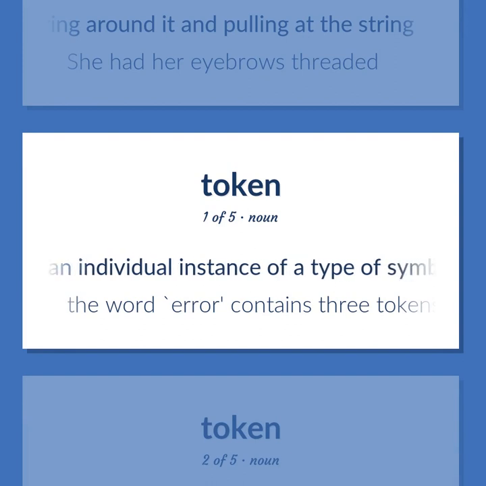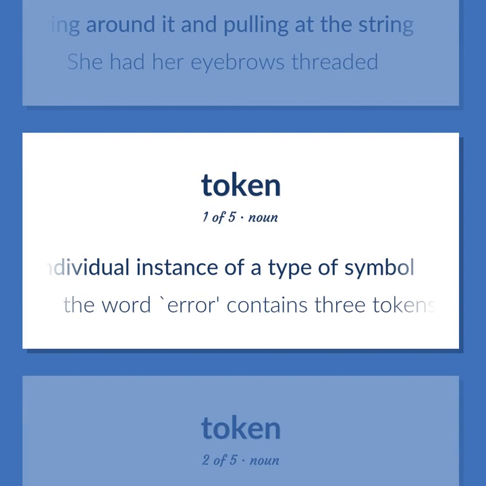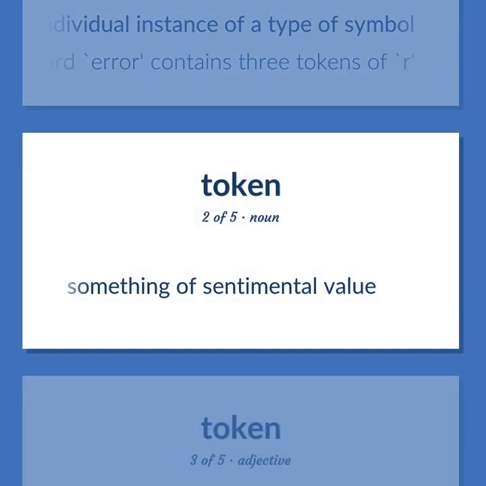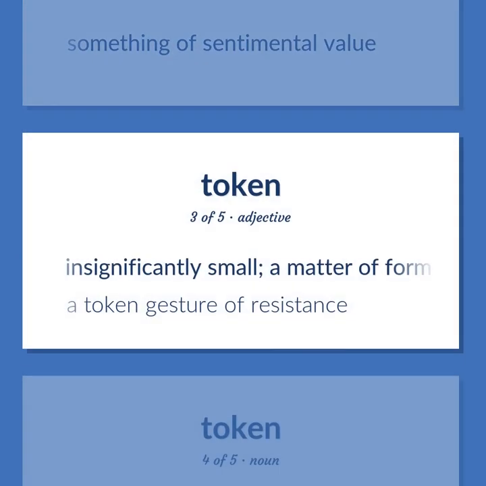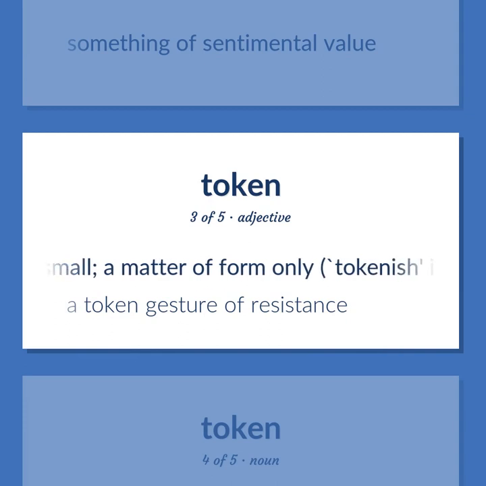An individual instance of a type of symbol. The word error contains three tokens of R. Something of sentimental value. Insignificantly small. A matter of form only, tokenish, is informal. A token gesture of resistance.